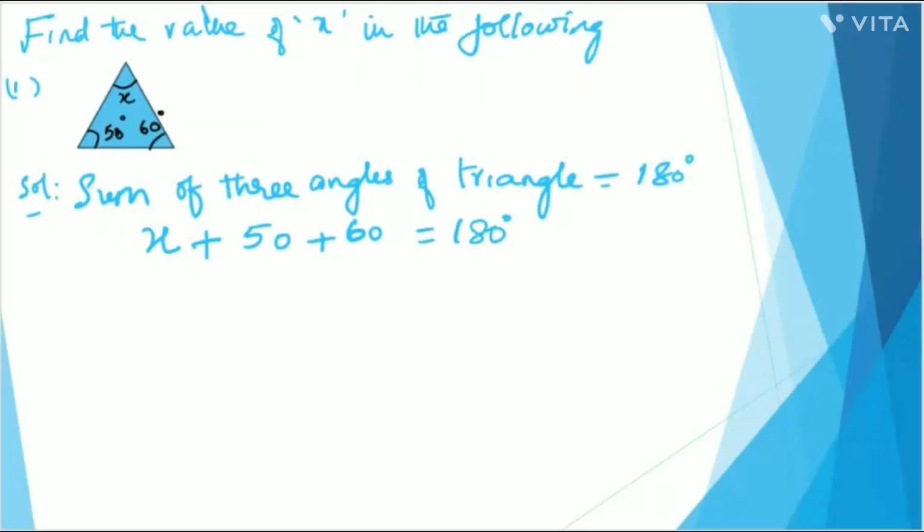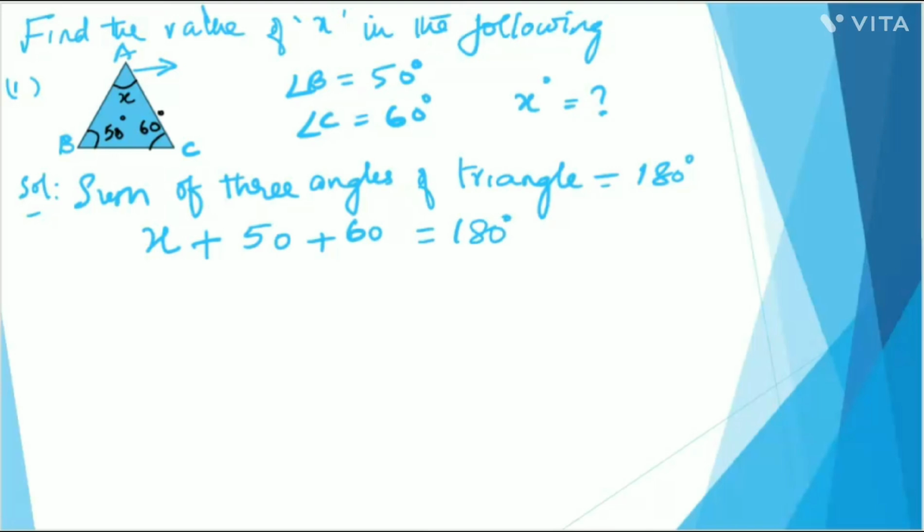We will look at one example now. Find the value of x in the following. This means if we have a triangle ABC, we have to find this angle x. Two angles are given. Angle B is equal to 50 degrees. Angle C is equal to 60 degrees. We have to find the value of x.